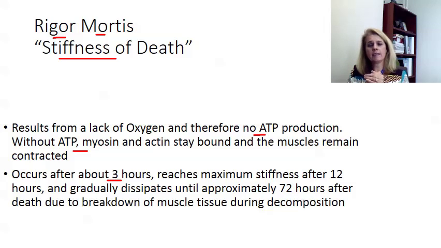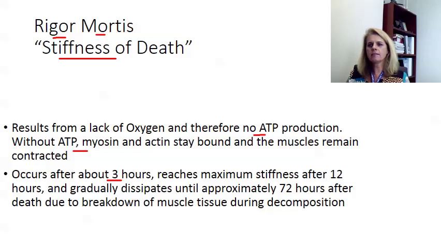Also, without ATP, there's nothing to pump calcium back into the sarcoplasmic reticulum. So you have calcium out in the cytoplasm binding troponin, causing tropomyosin to turn. Actin and myosin are bound, and there's no ATP to break that bond, so the muscles all contract. So rigor mortis is that stiffening or contracting of the muscles after death.